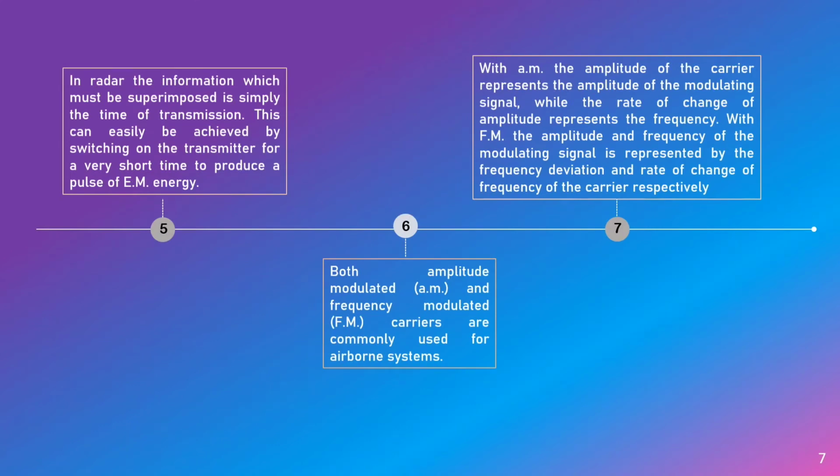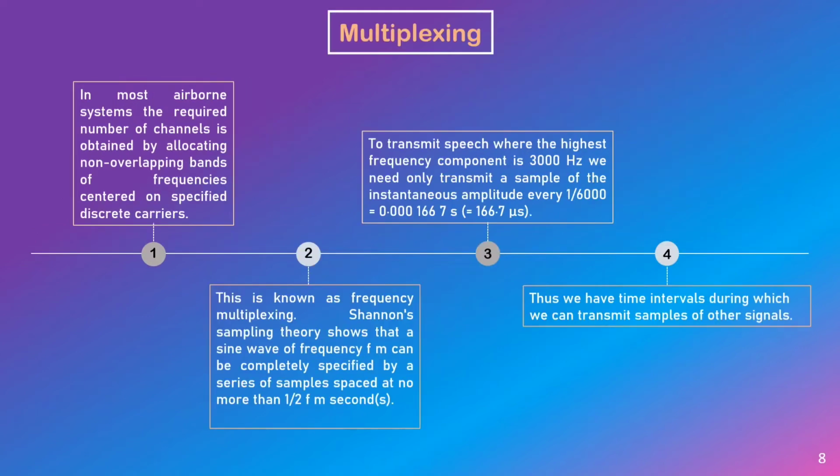In a radar, the information which must be superimposed is simply the time of transmission. This can easily be achieved by switching on the transmitter for a very short time to produce a pulse of EM energy. Both amplitude modulated (AM) and frequency modulated (FM) carriers are commonly used in airborne systems. With AM, the amplitude of the carrier represents the amplitude of the modulating signal, while the rate of change of amplitude represents the frequency. With FM, the amplitude of the modulating signal is represented by the frequency deviation, and the frequency by the rate of change of frequency of the carrier, respectively.